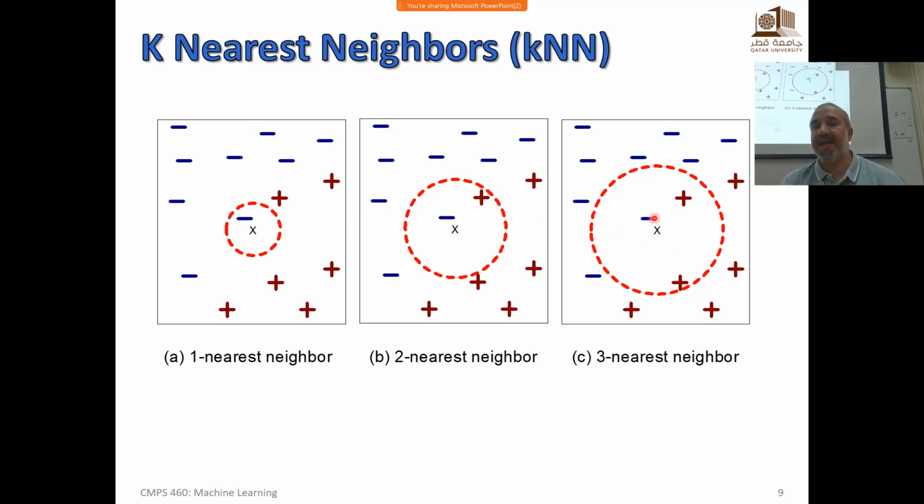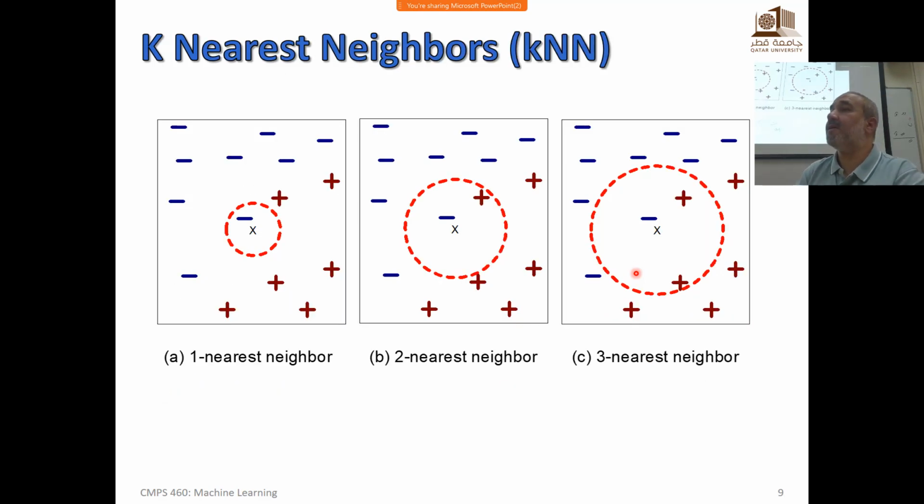In the case of k equals 3 nearest neighbors, here we have two positives and one negative. These are the three closest points to the given one. So what should be the prediction? Positive, because we have two positives and one negative. The majority is positive, so we should predict positive for this example. Although this one is the closest one, k is 3. So we should not consider only the closest, we should consider the closest 3. Among the closest 3, the majority was positive. So the predicted value in this case will be positive.